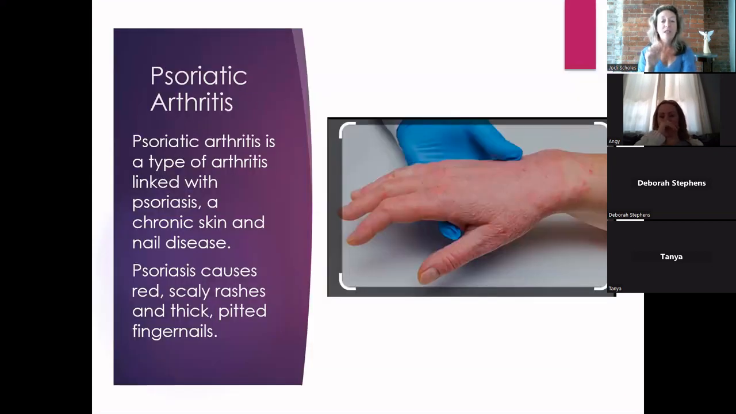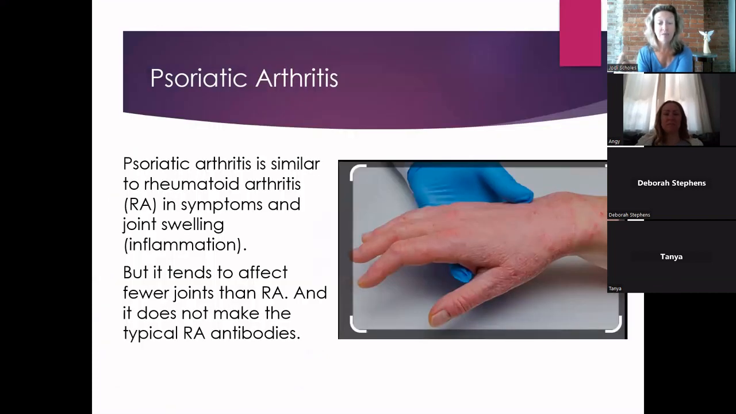Well, psoriatic arthritis is a condition that's linked to people who have psoriasis. In another lesson, we learned about psoriasis, which is this red, kind of flaky skin. And there can be a rash, it can affect the fingernails and toenails, but psoriasis contributes to psoriatic arthritis. And so psoriatic arthritis is similar to RA, rheumatoid arthritis. You'll see sometimes in research documents, they don't write out the whole word. They just write out RA.